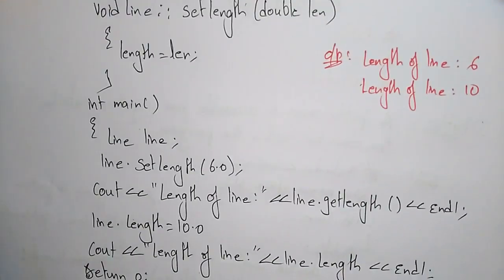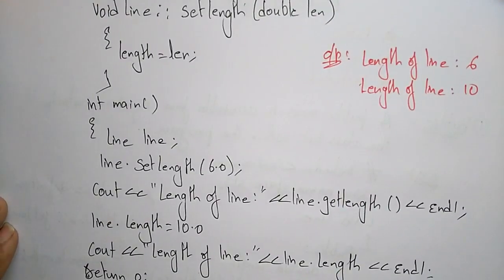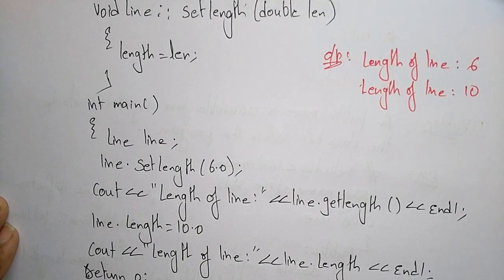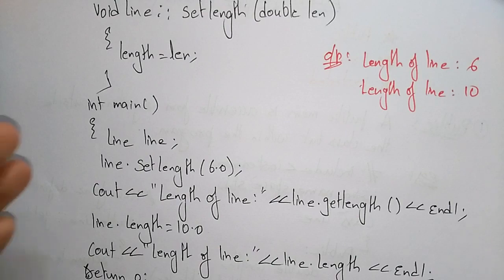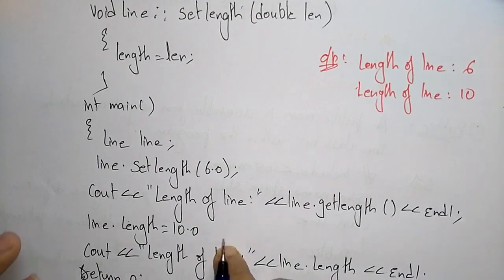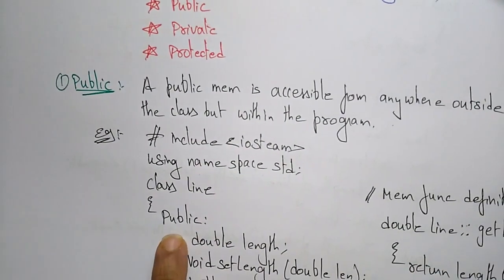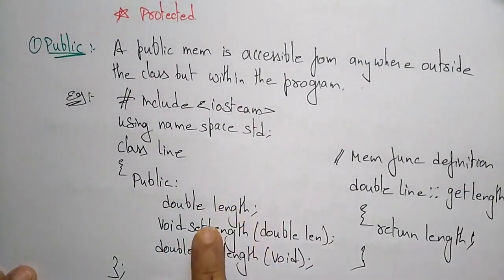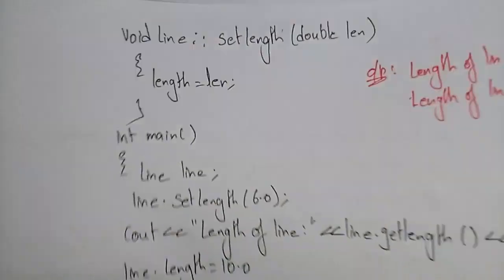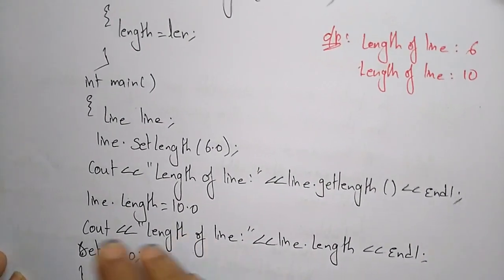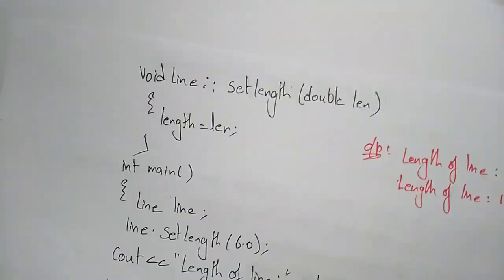So this is how you use the data members or the member functions which are declared as public, within the class or outside the class. So outside the class, in the main program, I am accessing the variables that are declared as public. So in this class I declared length, setLength and getLength as public. So I am using these class items in the main function and calling the program. So this is the public. Now let us see the private.